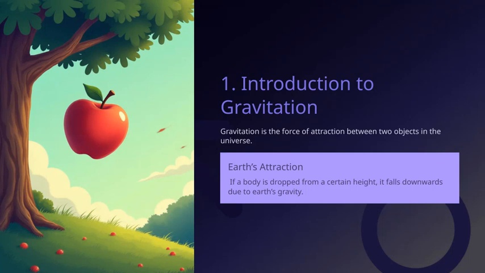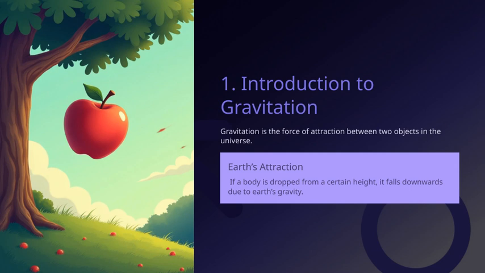Let's start with the basics. Gravitation is the force of attraction that exists between any two objects in the universe. It's what keeps planets orbiting the sun and moons circling planets. Now, a simple way to understand this is by looking at Earth's attraction. For example, if you drop a body from a certain height, it doesn't just stay in the air or float away. Instead, it falls downwards, and that's because of Earth's gravity pulling it down. This force is what gives us weight and keeps everything anchored to the ground.